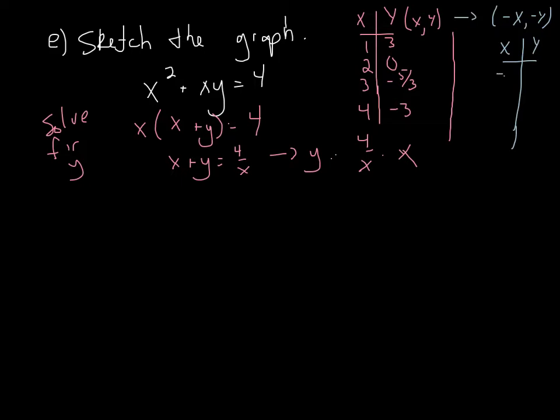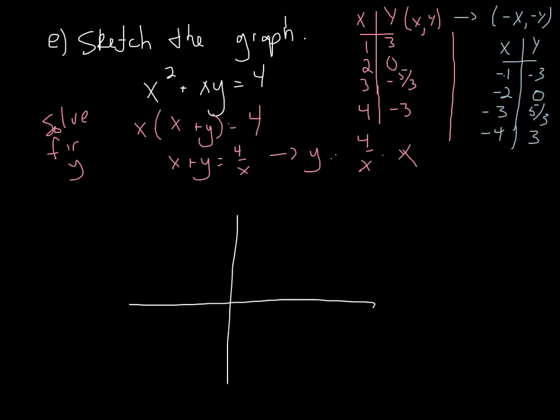Instead of (1, 3), it's (negative 1, negative 3). Instead of (2, 0), it's (negative 2, 0). Instead of (3, negative 5/3), it's (negative 3, positive 5/3). Instead of (4, negative 3), it's (negative 4, positive 3). All of these ordered pairs are on the graph.